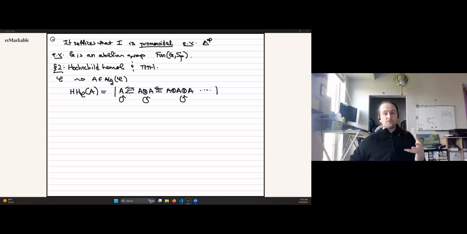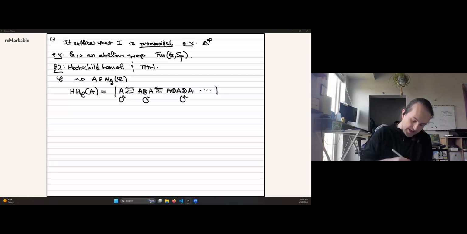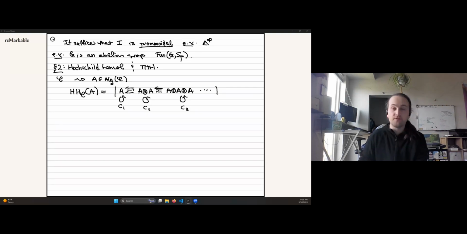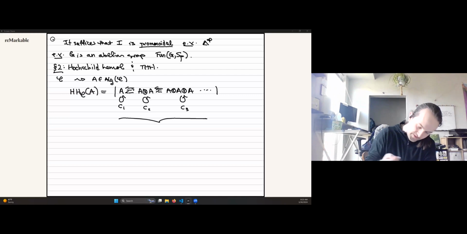If you've never seen this construction before, all of the face maps are just given by multiplying adjacent factors of A, using the algebra structure. And then the last face map is given by twisting the last copy of A around from the last factor to the front, and then multiplying those two factors together. And additionally, each of these terms in the simplicial object has an action of a cyclic group. And these are compatible with the face and degeneracy maps in the sense that they prolong to an object in the cyclic category. So, this whole thing is really a cyclic object in C.